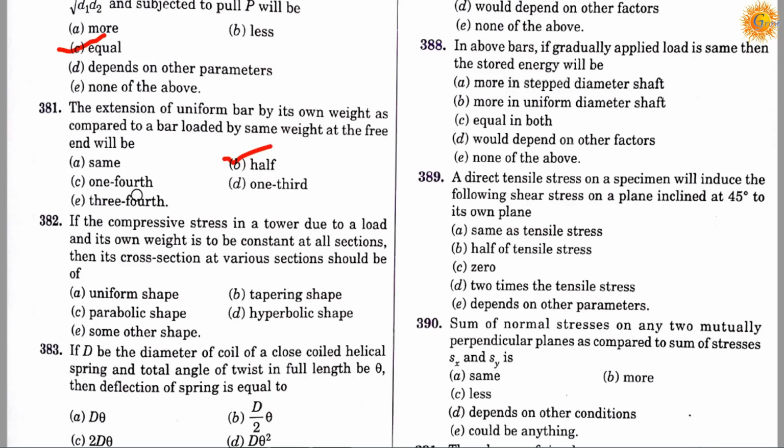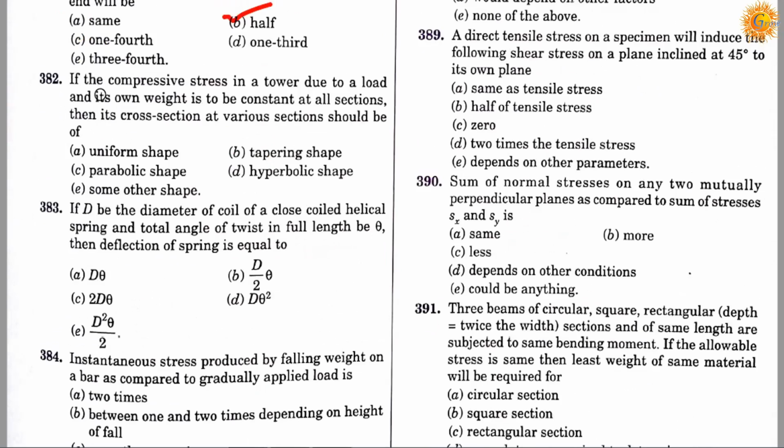Question number 382. If the compressive stress in a tower due to a load and its own weight is to be constant at all sections, then its cross section at various sections should be of option A uniform shape, option B tapering shape, option C parabolic shape, option D hyperbolic shape, and option E some other shape. Correct answer is E. It will be some other shape.